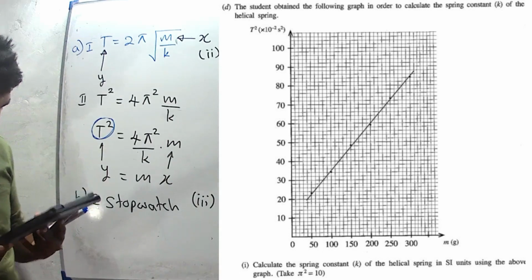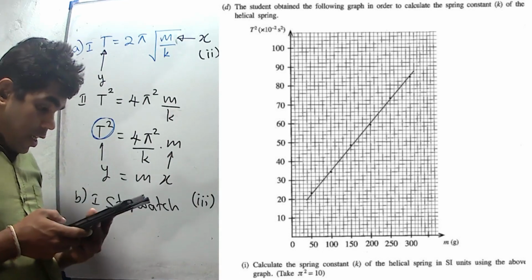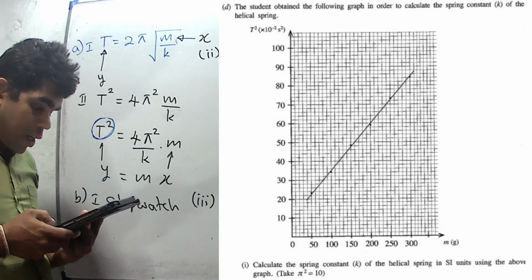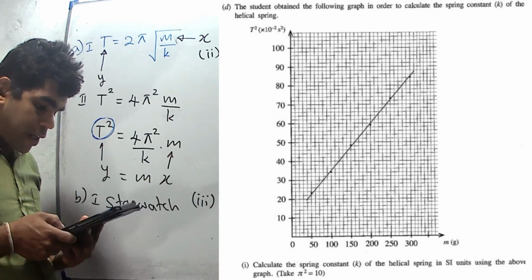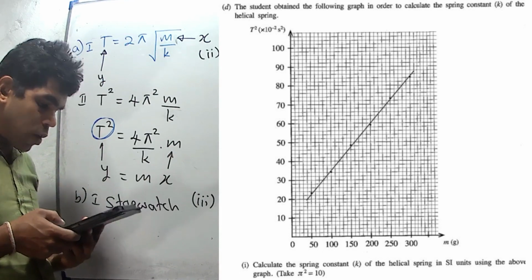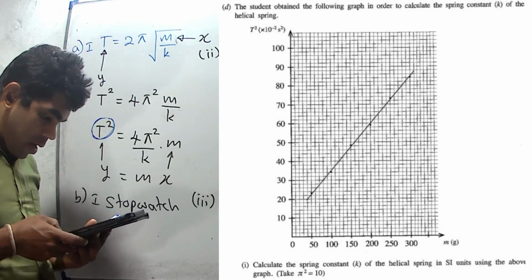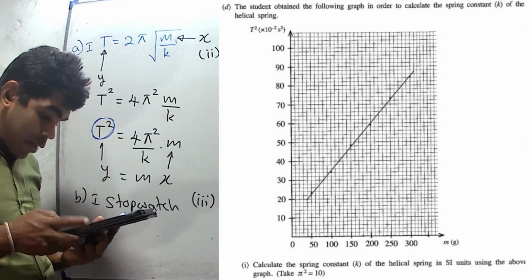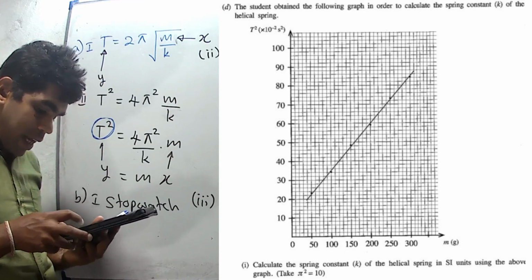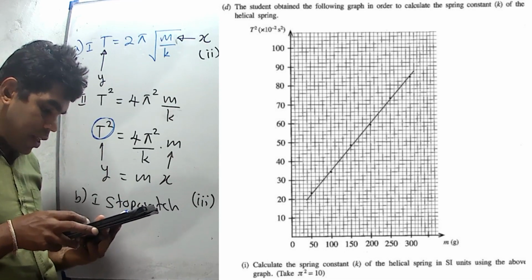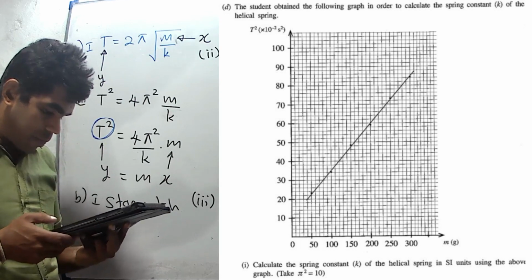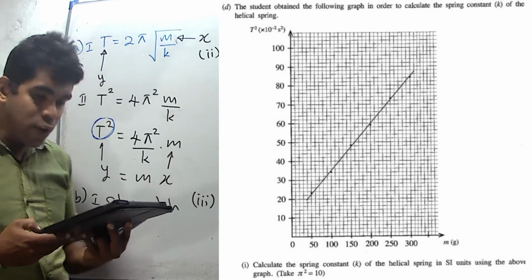In part D, they have asked: the student obtained the following graph in order to calculate the spring constant K of the helical spring. Part 1, calculate the spring constant K of the helical spring in SI units using the shown graph. Take pi squared equals 10.